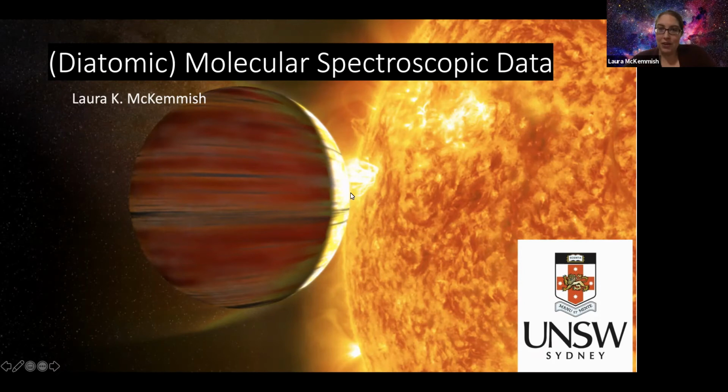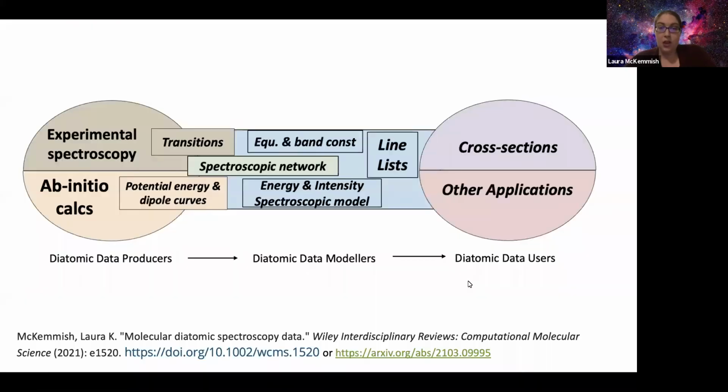And how do we make sure it's as accurate as it can possibly be and is updated as new experiments become available, as new ab initio calculations become available? That's the subject of my talk. I'm going to focus on diatomics because that's what I know best, but really most of what I'm saying is applicable to all molecules.